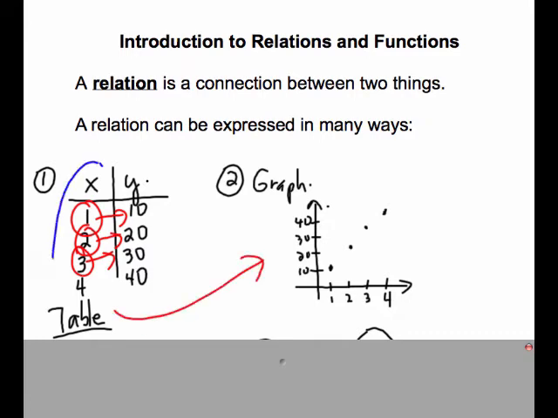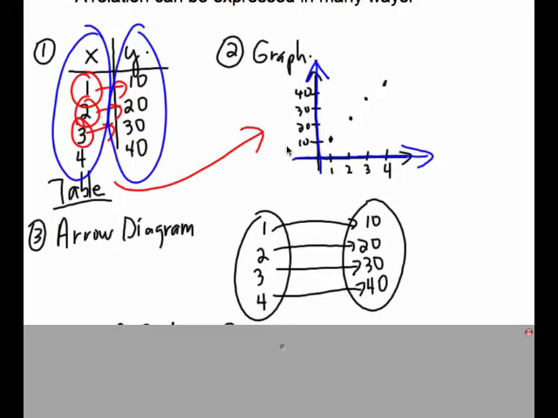The first column is our independent variable, which we plot horizontally. The second is our dependent variable, which we plot vertically. And in this case, we get a linear pattern. A third way to represent a relation is an arrow diagram, which is like a table. Each element in the first is connected to the second.